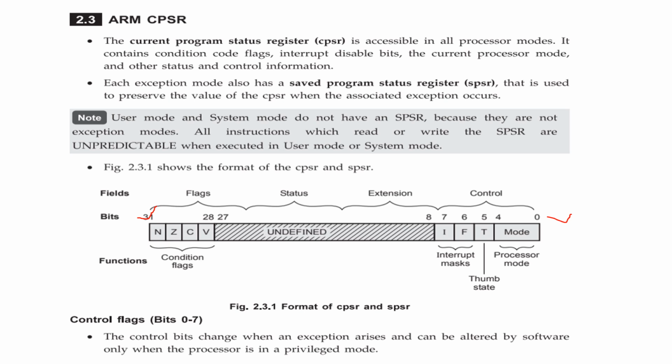Okay, let's see the control flags. As you can see in the diagram, bit number 0 to bit number 7 are called control flags. The control bits change when an exception arises and can be altered by software only when the processor is in a privileged mode.